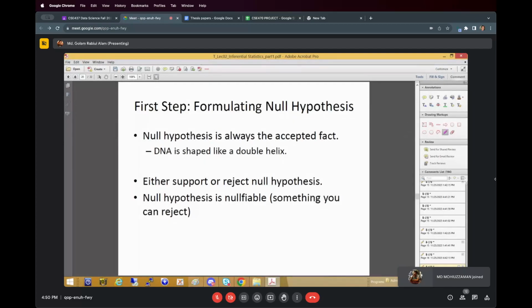Then if someone says that for some Homo sapiens the DNA is not like the double helix, then for claiming or proving that, we have to test the null hypothesis. We test the null hypothesis and it can be rejected or accepted. That's why we usually call the null hypothesis nullifiable, that means something you can accept or reject.